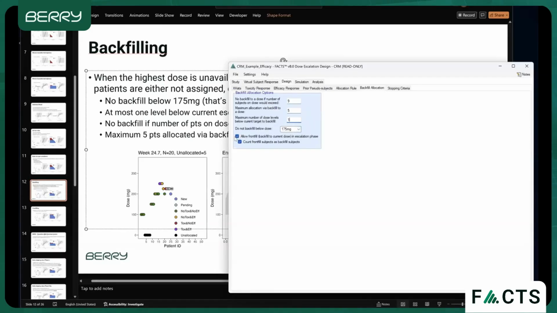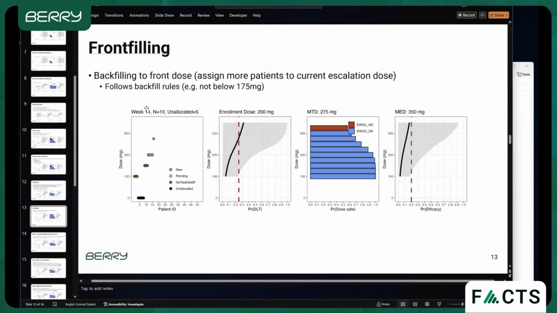Here is another checkbox which says allow front fill, brackets backfill to current dose. What is front fill? Front fill is the same as backfilling conceptually. So we're in a situation where we're waiting for results to come in, and then we're deciding what happens with this new patient that becomes available. Do we treat them or do we put them on the waiting list? The only difference here is there's certain situations where we're happy to backfill to the current escalation dose as opposed to a dose below that.